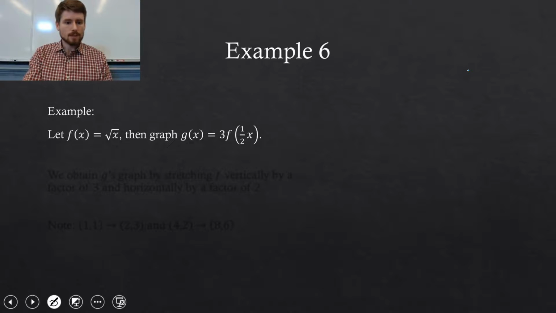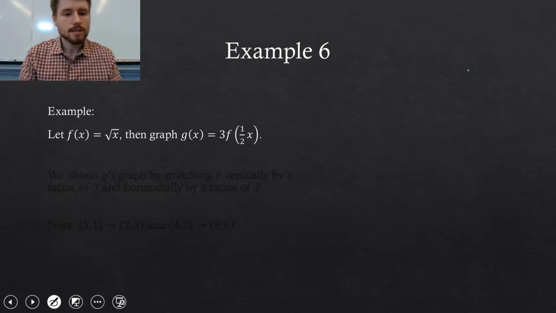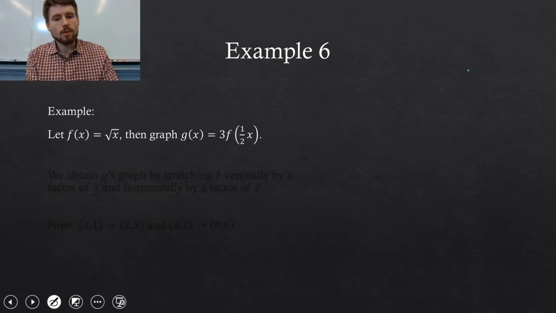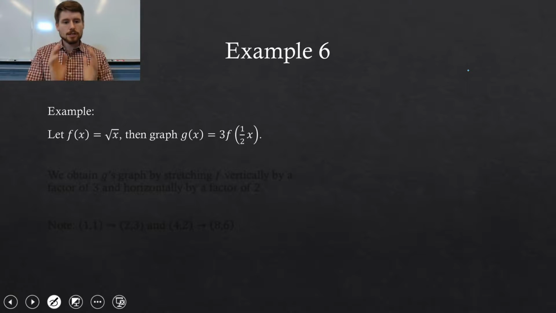All right. So here's an example where we've got both of them going at once. g of x is 3 times f of 1/2 x, and our example function is root x. So what is that going to do to our function? 3 times f of 1/2 x.